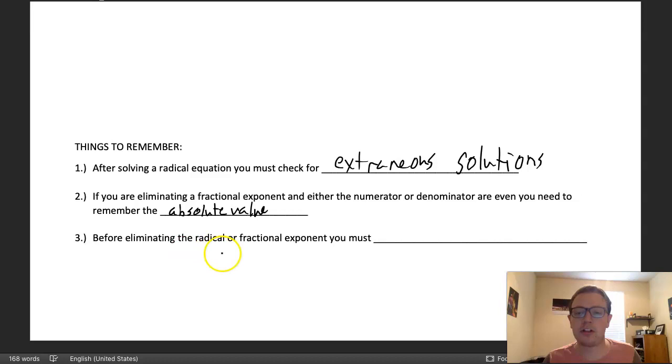And the last part, before eliminating a radical or fractional exponent, you must raise it to what? When you're doing these, if you have a 2/3 power, you raise it to the 3/2. You must raise your radical or your rational to the reciprocal power.